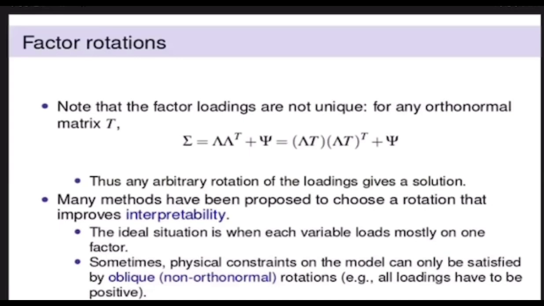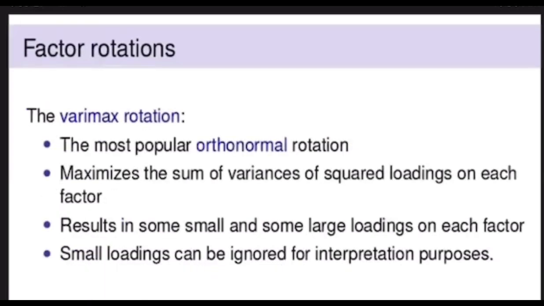But here, we use rotation, and there are two forms of rotation: varimax rotation. With varimax rotation, we ensure that the correlation in the features is not there. So the varimax rotation will ensure that the factors are not correlated.